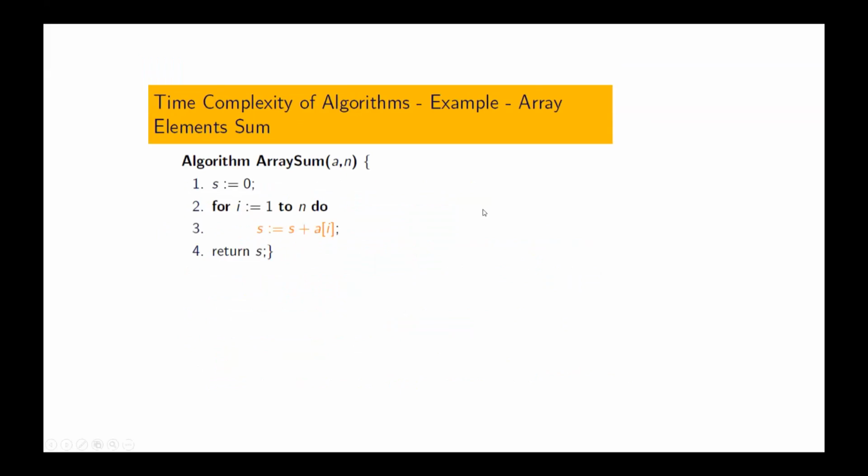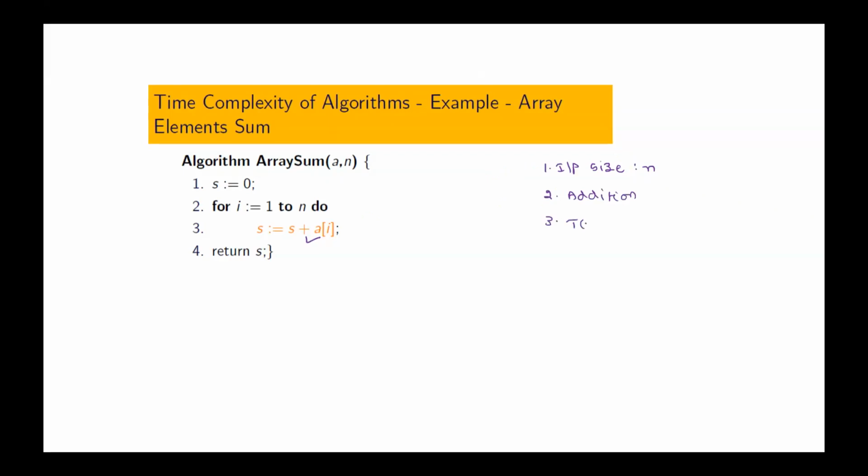So in the case of this algorithm, which finds the sum of all elements in the array, what is the input size? What is the parameter that indicates input size? The number of elements in the array. Input size is n. What is the basic operation? This operation we consider as the basic operation, that is addition.